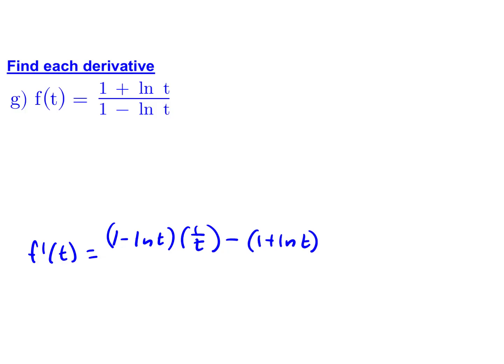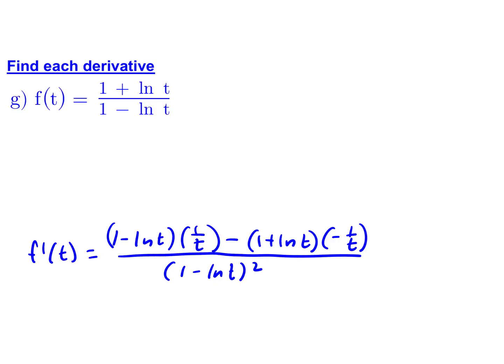Derivative of low is just going to be 0 minus 1 over t. So negative 1 over t, over, don't forget the low squared. Okay, so now we've got to clean this up, expand the top, see where we get.